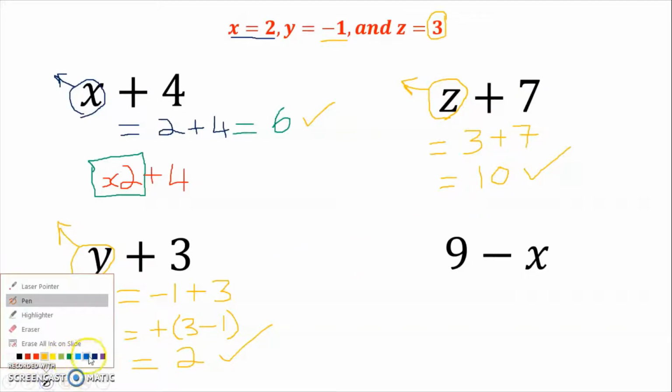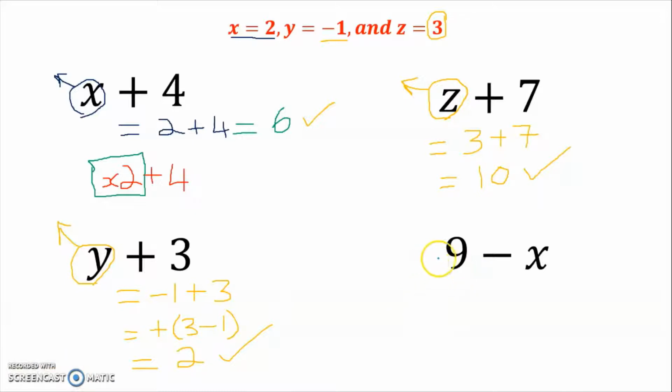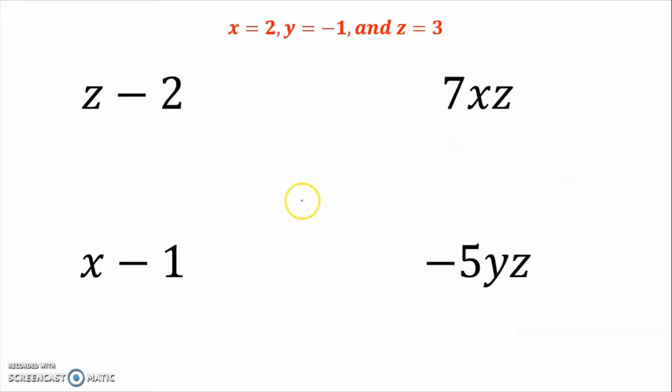Now let's look at this one down here. We have 9 subtract x. We know that x equals 2, so we will remove the x and introduce the numeral 2. So 9 take away x is equal to 9 take away 2, which is positive 7. That is the value of the expression 9 subtract x. Very well, let's continue.